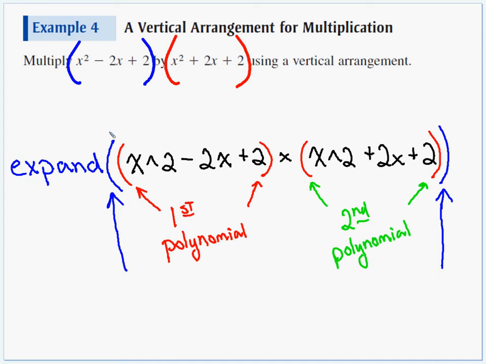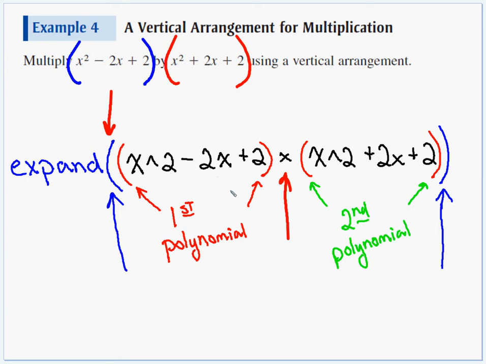We would choose the expand command, and they will always give us our starting parenthesis. Here I have it in blue. Notice way at the end I close off the expansion parenthesis with another blue parenthesis. And then here is our first trinomial. We have our x squared minus 2x plus 2. That has its own set of parentheses. I used red here. And then we're going to multiply that by the second trinomial, x squared plus 2x plus 2. Make sure this has its own set of parentheses also.